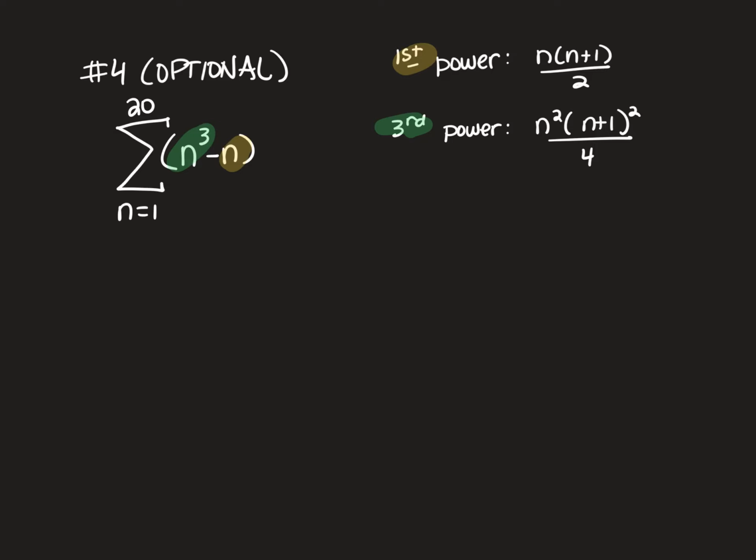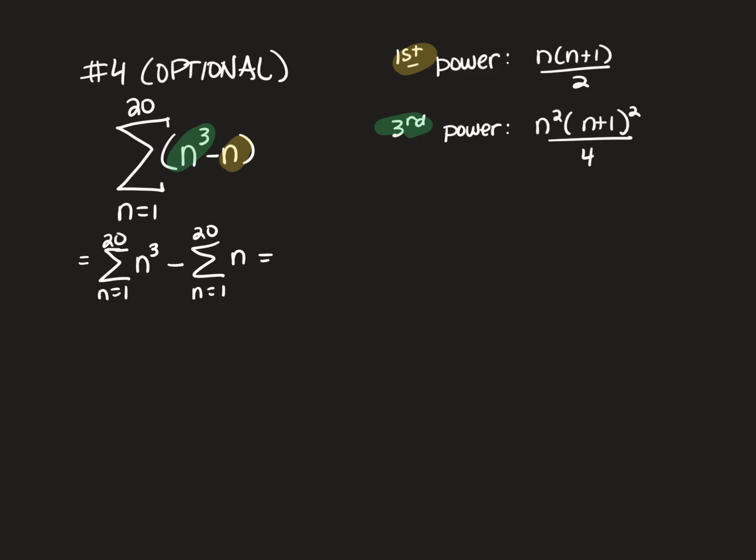So this can really be rewritten as the sum of the cubic part, so from n equals 1 to 20 of n cubed, minus the sum of the linear part, so from n equals 1 to 20 of n. And then at that point, we just have to use our two formulas.